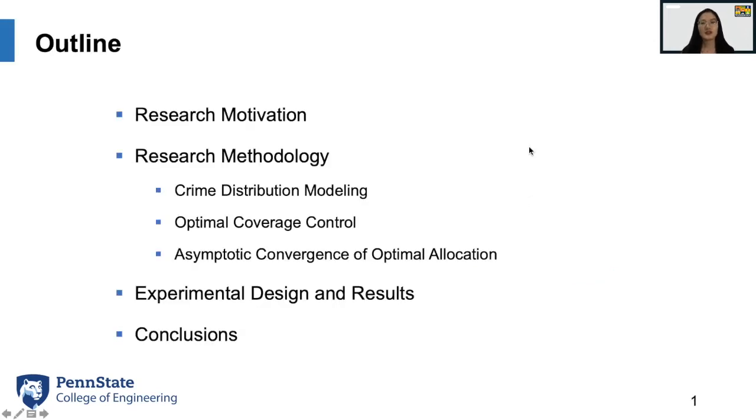This presentation is structured as follows: research motivation, methodology, experimental design and results, and the conclusions. I'll start off by the research motivation, then I'll move on to the methodology. After this, I'll be looking at the experimental design and results, then conclusions.